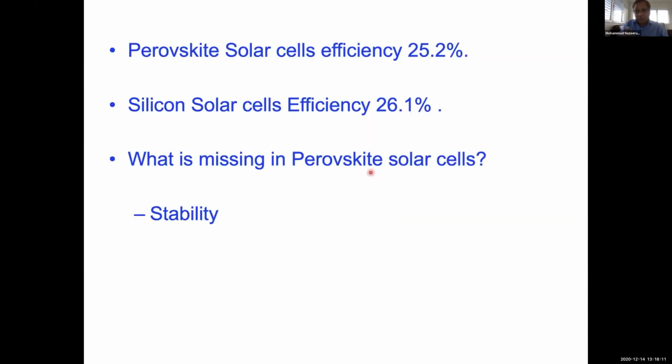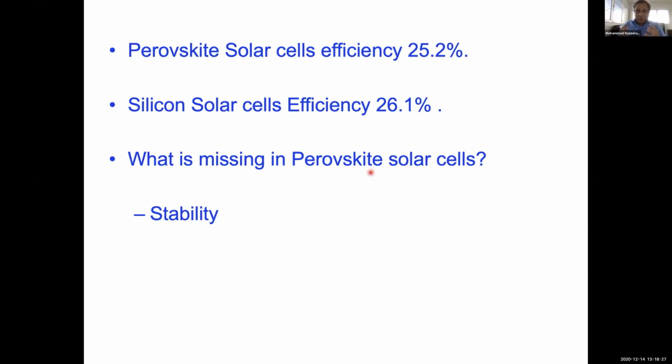But what is the problem? You heard in the morning Professor Martin Green's talk that perovskite materials are the least stable. Though the efficiencies are comparable to silicon solar cells, the stability of these materials is very low.